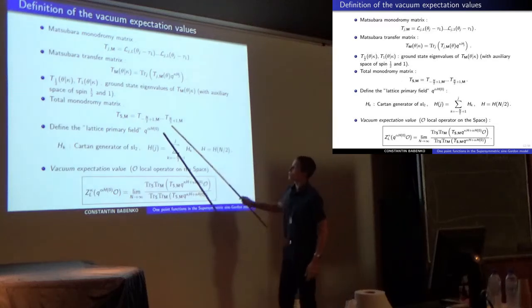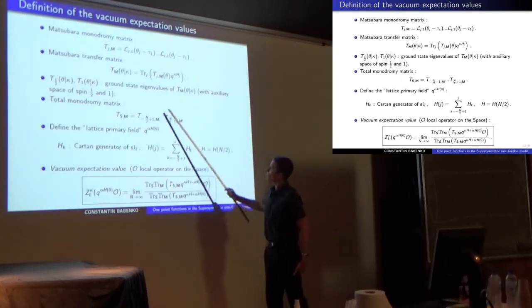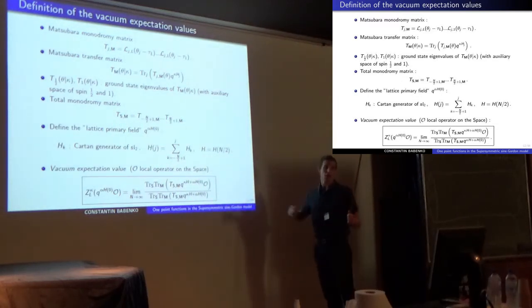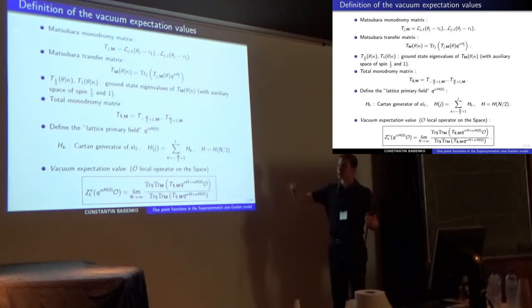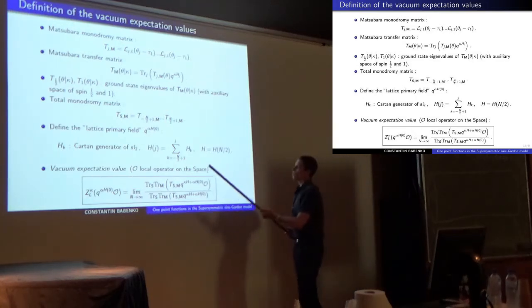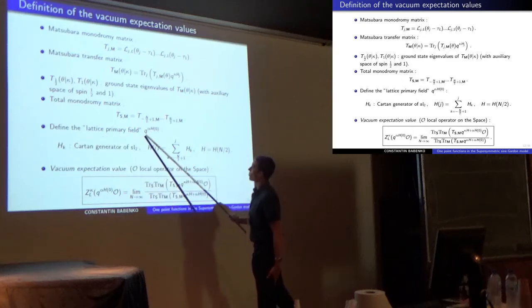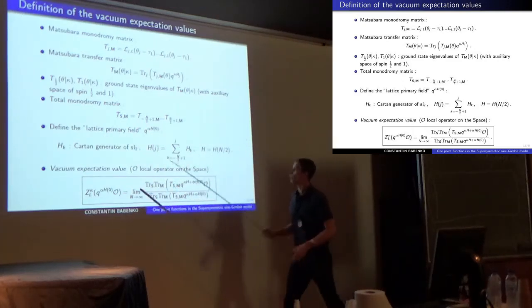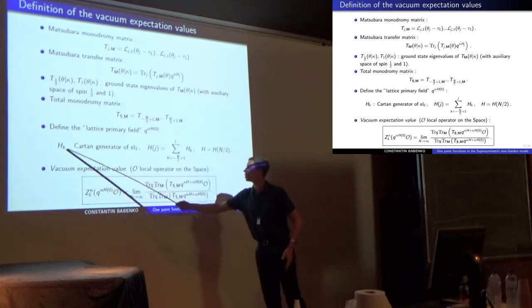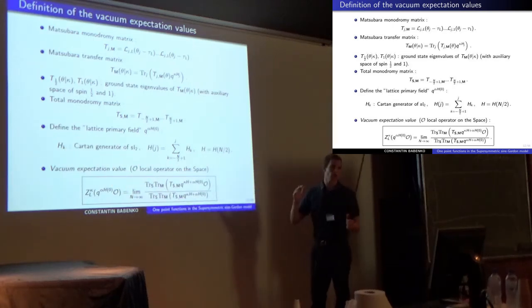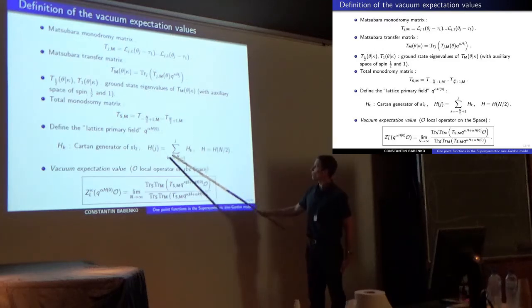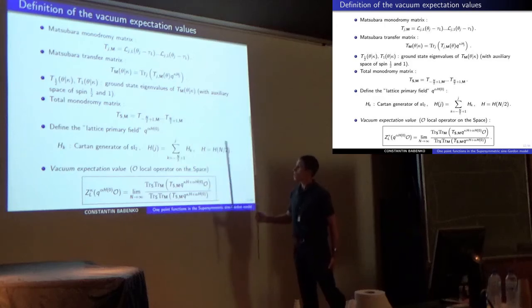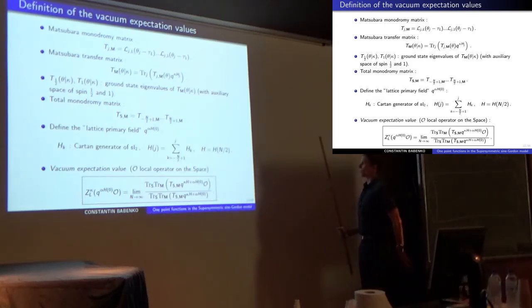Then there is this total monodromy matrix. Again, you just multiply the R matrices along all the cylinder. And finally, we define what we mean by the lattice primary field, which is q to the power alpha H of 0. Here H_k is just a Cartan generator of sl2 acting on site k. Then you have the simultaneous action, out of which you define this lattice primary field.